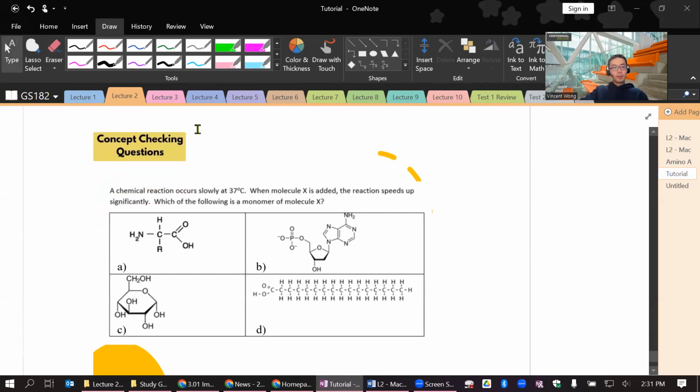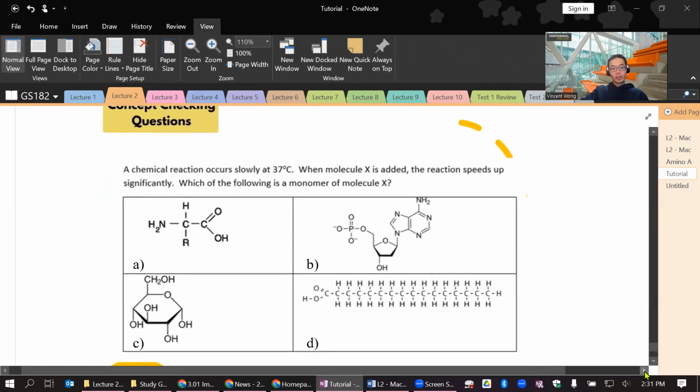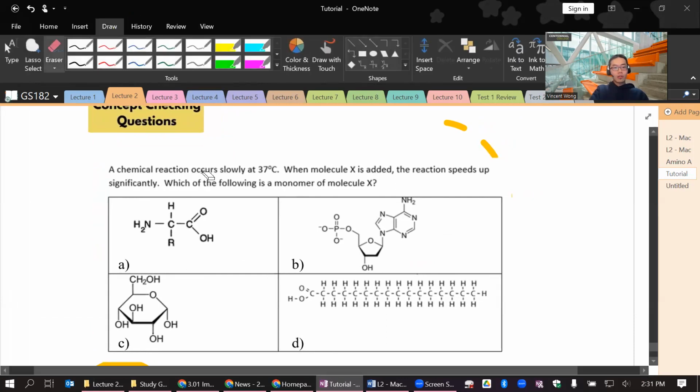Okay, this one probably requires a little bit of thinking. I'll explain to you what's going on, and hopefully when you revisit it, it will make sense. A chemical reaction occurs slowly at 37 degrees Celsius. When molecule X is added, the reaction speeds up significantly. Which of the following is a monomer of molecule X?